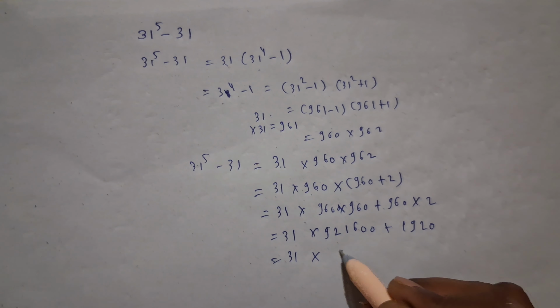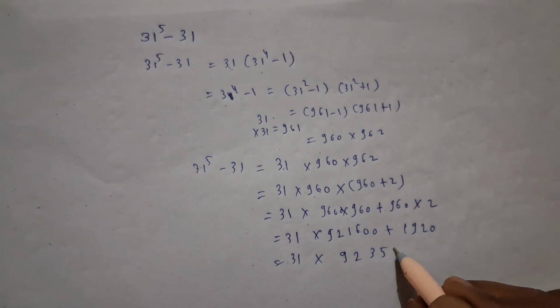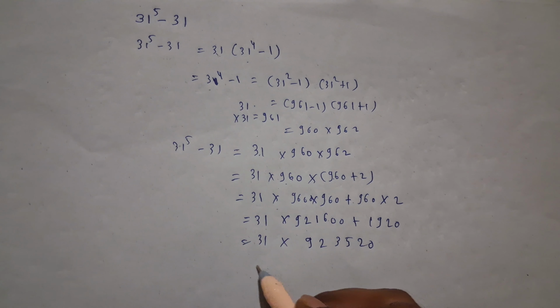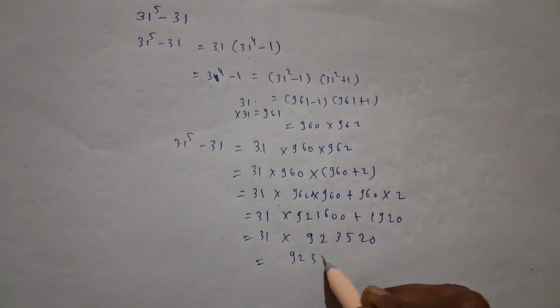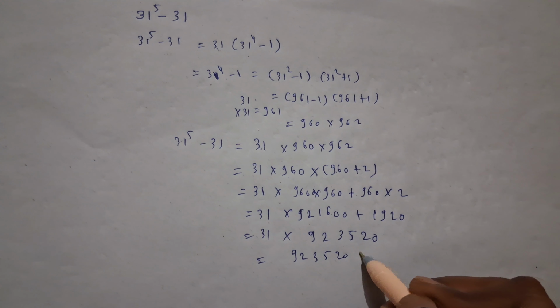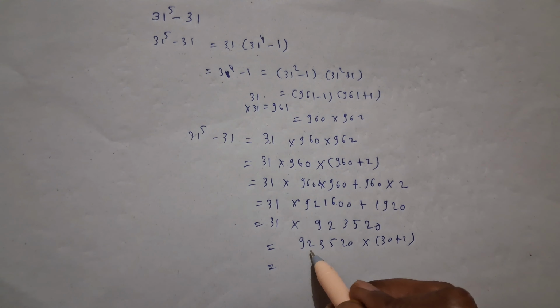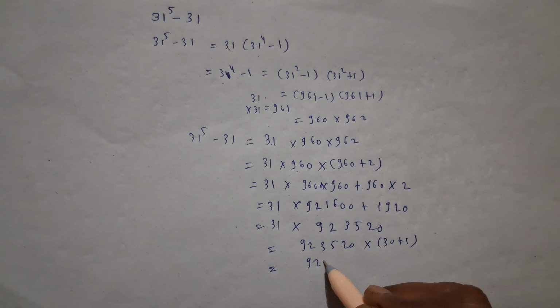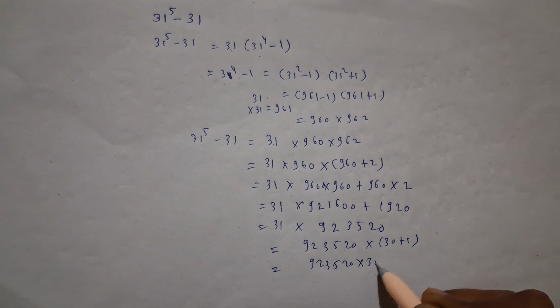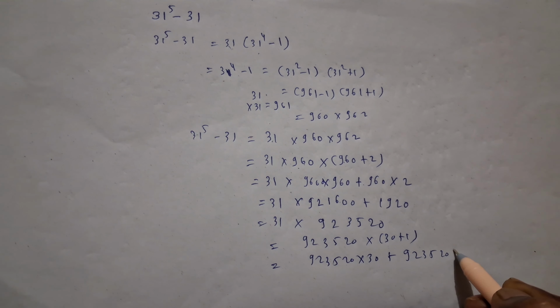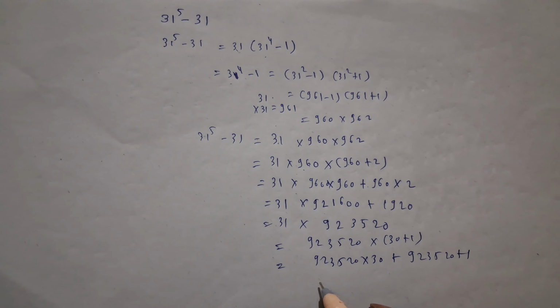When you add these two, we get 923520. Next step, 923520 times 31. We can write 31 as 30 plus 1. Next, using distributivity, 923520 times 30 plus 923520 times 1. Okay.